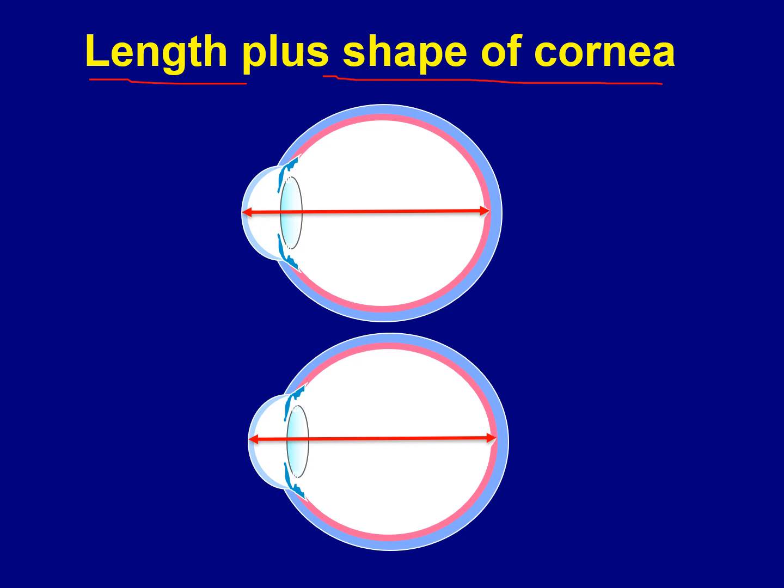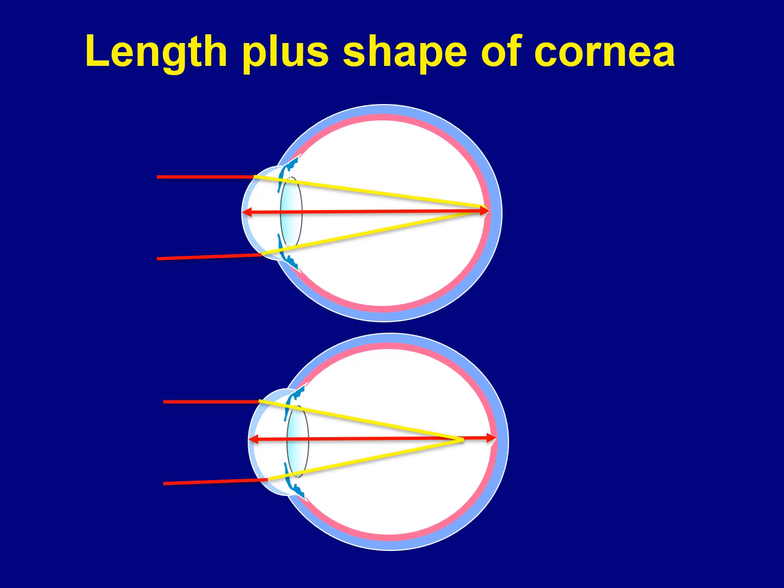Look at these two eyes. They are identical, same shape, same length, and everything is the same. Now concentrate on this area and on the shape of the cornea. Look at that. The shape of the cornea will change in a second. Look, it's changed. When the shape of the cornea is changed, though the length is similar to the above one, it will need a different power lens. How is that?